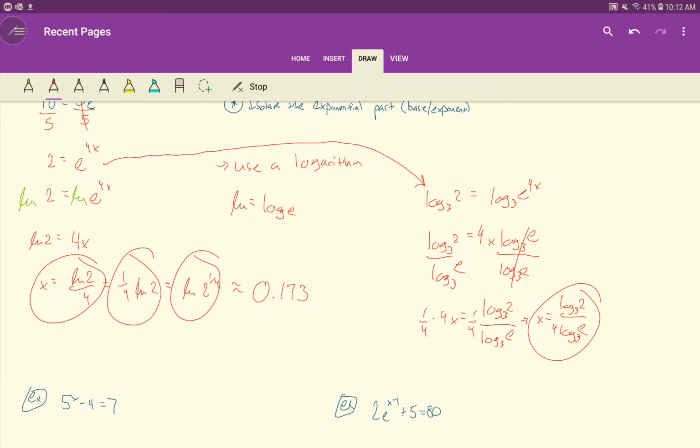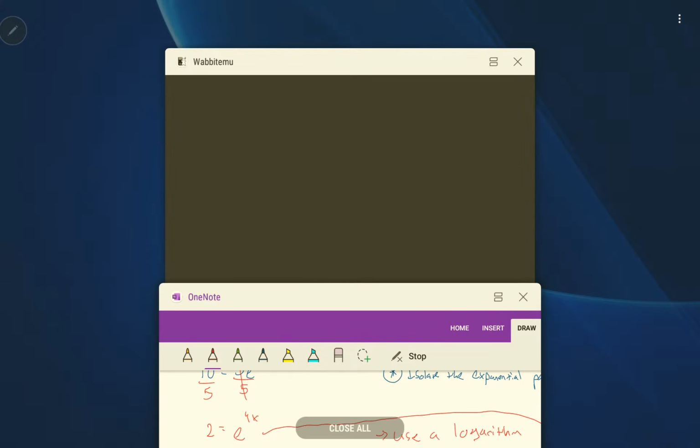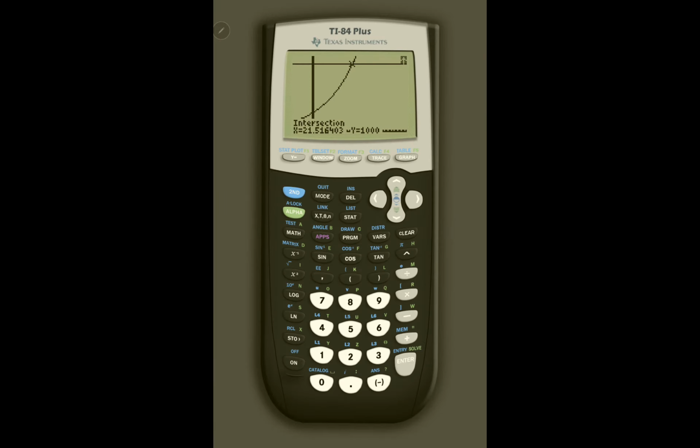To evaluate that in our calculator, you have some options. Go to the home screen, you can see I already have it typed in. I'll hit enter, and boom, there's the same decimal that we got from before, 0.173.